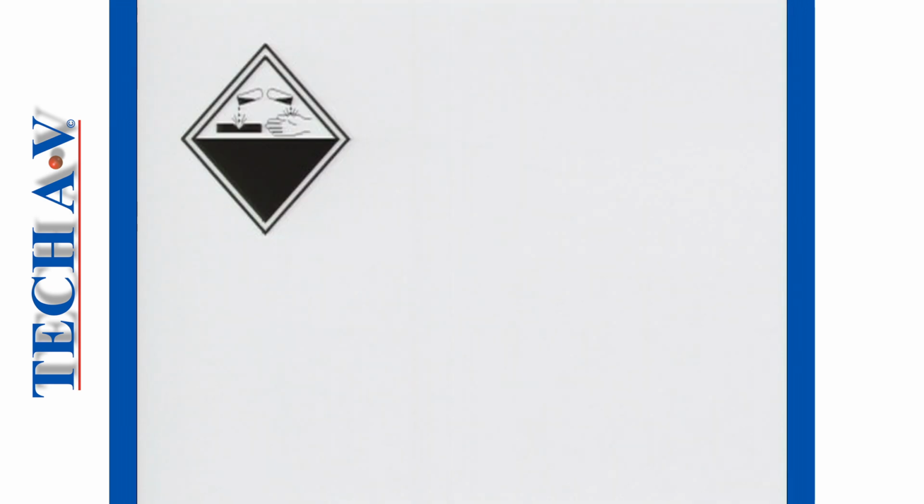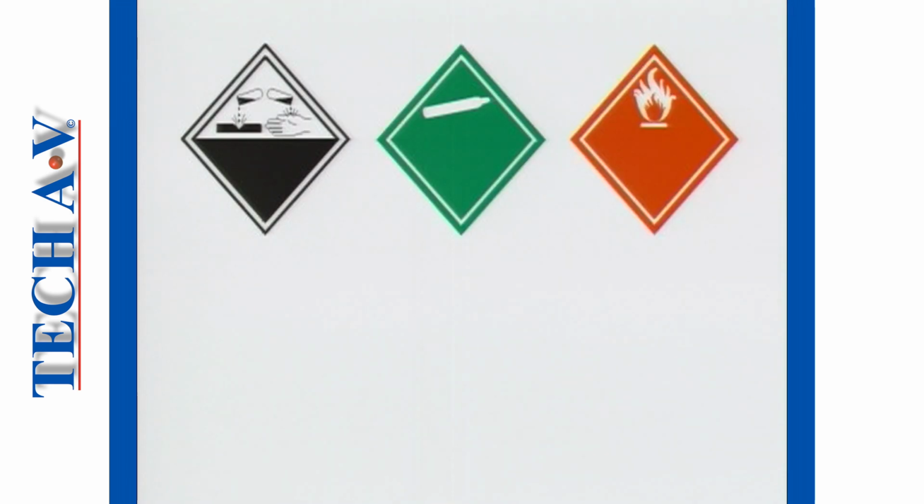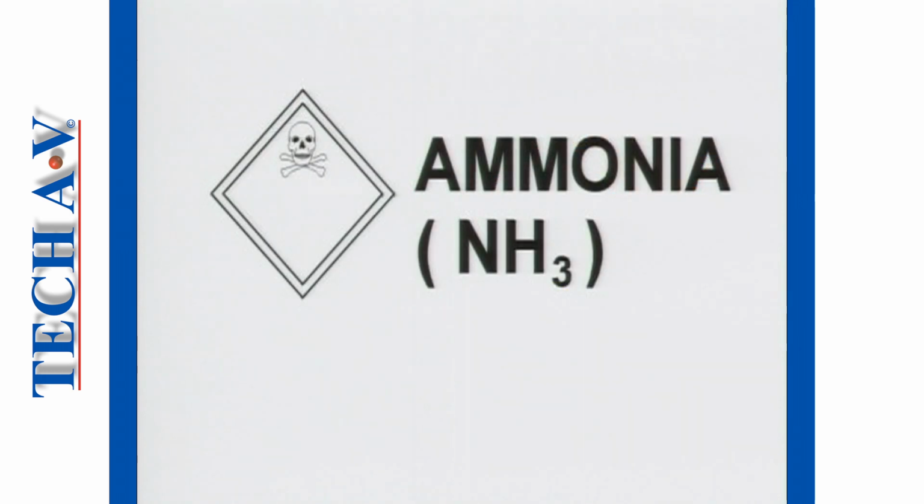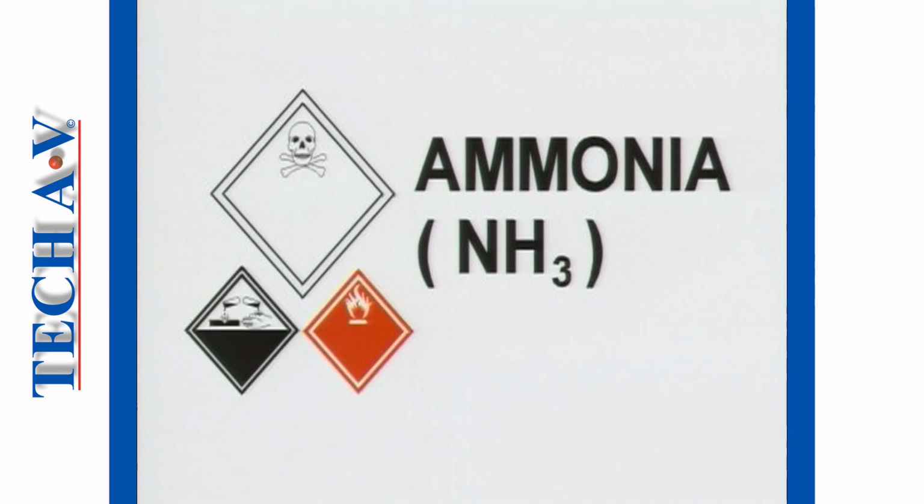It must be noted that some gases may possess more than one of the hazards mentioned. For example, ammonia is primarily toxic, but it is also corrosive and flammable.